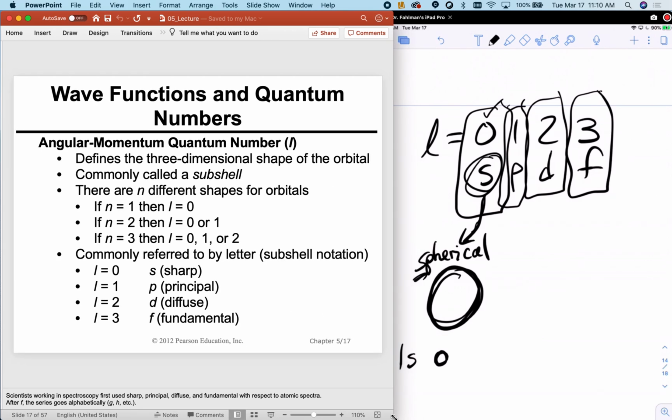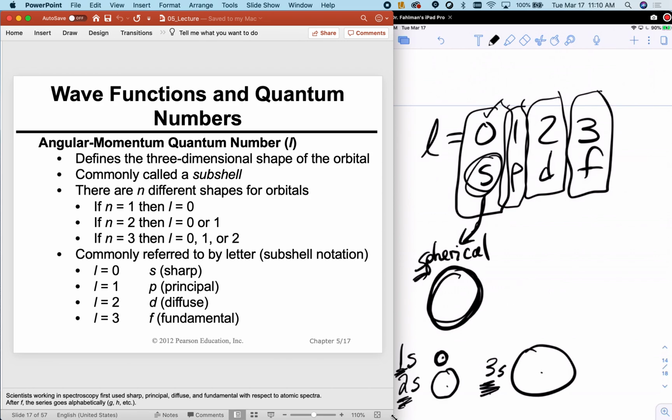There we go. Whereas the 2s orbital would be like that. 3s would be even bigger. So depending on what the n is, the principal quantum number, the number in front, you get bigger sized orbitals.